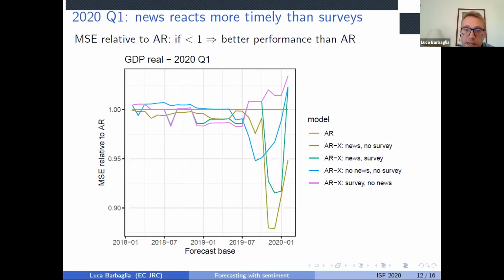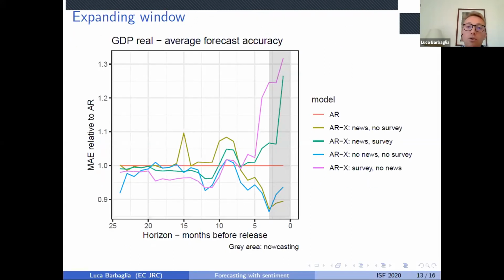Now this is a point forecast. Let's make an average of all the forecast measures using the expanding window approach. So here we have again the forecast accuracy relative to the AR. If we are below 1, we are doing still better than the AR benchmark. On the x-axis, now we don't have the days anymore, but we have the months before the release, so the horizon over which we are making the forecast. As you can see, the survey-based sentiment indicator seems to give an advantage here in forecasting, but when we get to the nowcasting period, they are still doing way worse than the AR benchmark. However, news-based sentiment indicators, which we include here in the yellow one, seem to do quite well in nowcasting periods. On the contrary, as I said, surveys are really deviating from the AR benchmark performance.